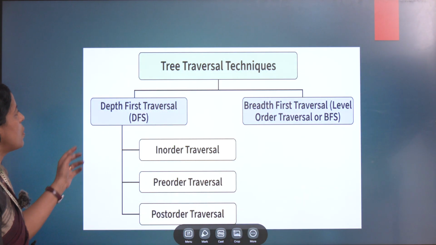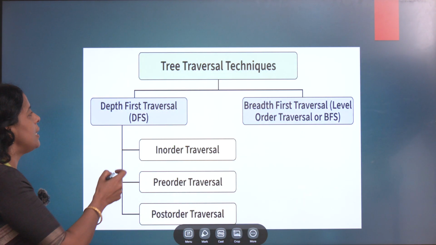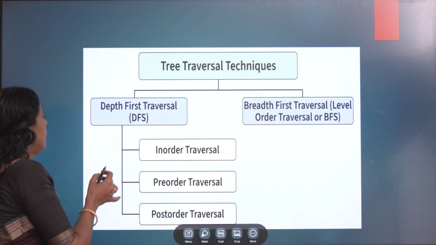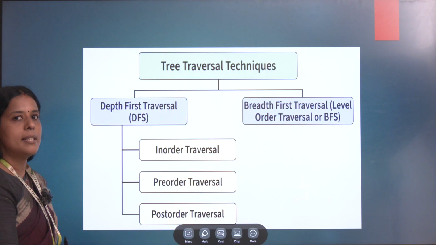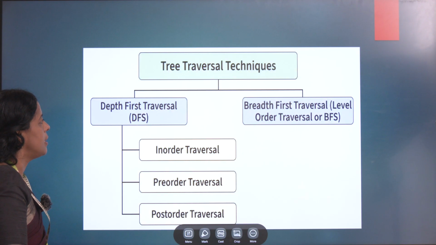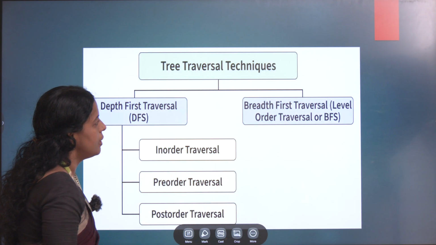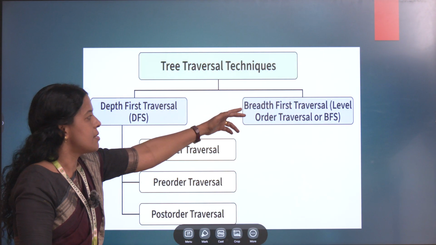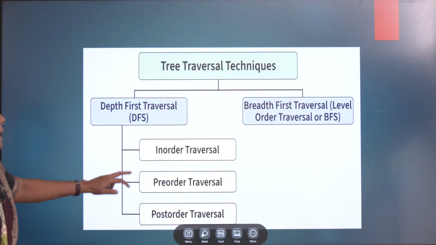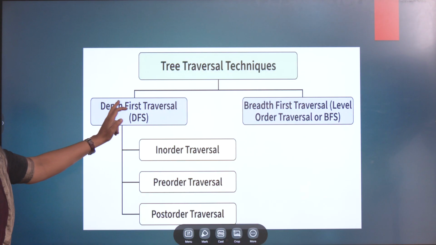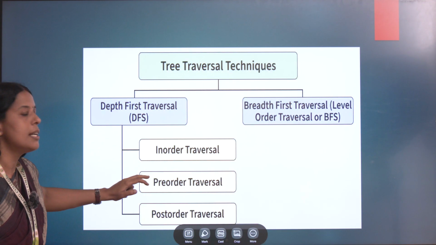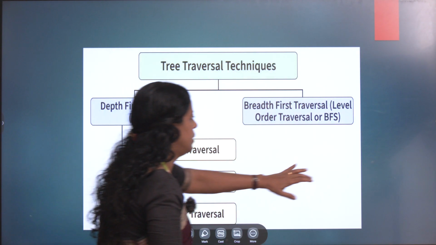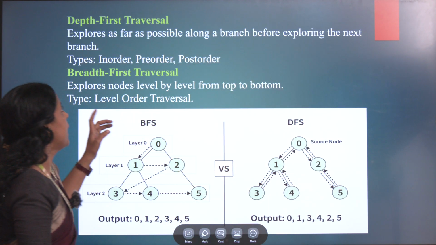So these are the types of tree traversal technique, mainly categorized into two types: DFS, that is the depth first tree traversal, and breadth first tree traversal. The breadth first tree traversal is otherwise called level order traversal. There are three types of DFS, depth first traversal. One is the in order, second one pre order, and the third one is the post order. Let us explain each one.